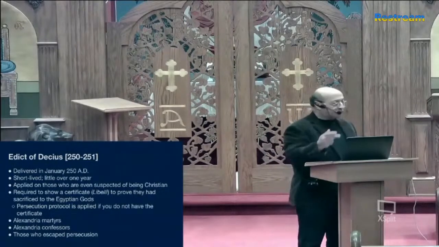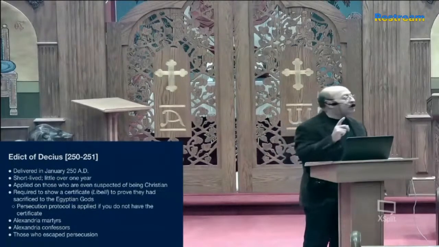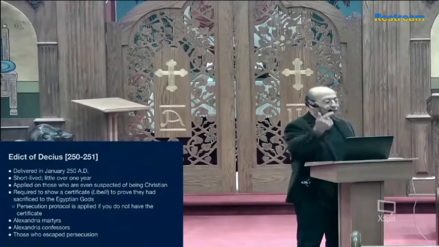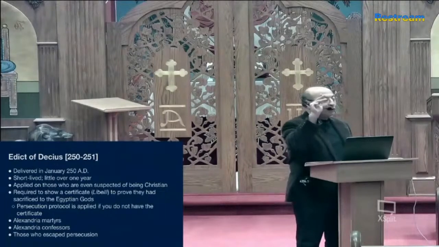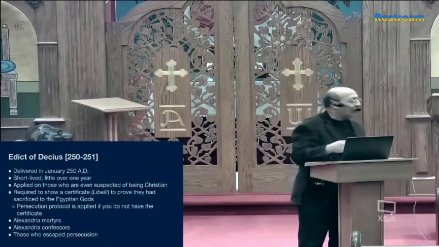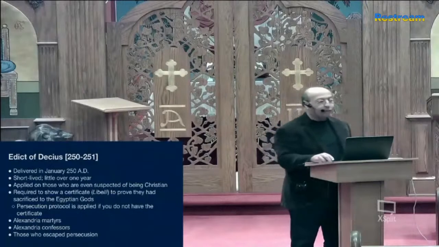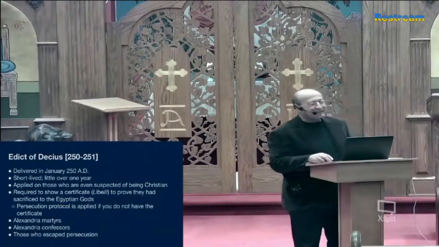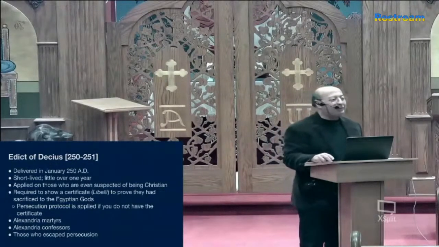But there is another category of people. Who are they? Anybody knows? Are you paying attention? There are martyrs, there are confessors, and there are people who escaped persecution. There is a fourth category that we're leaving out. People who denied it. What did they call them? Do you know? They called them the lapsed.